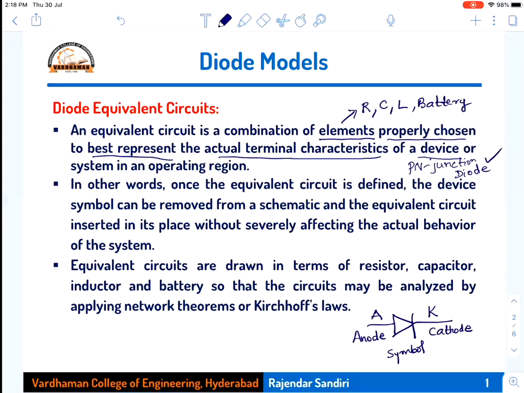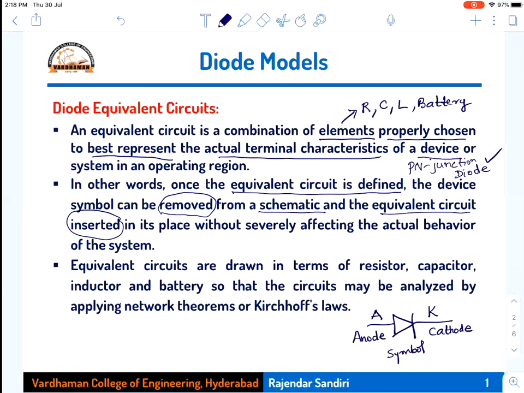Once the equivalent circuit is defined, the device symbol is completely removed from the schematic, and the equivalent circuit is inserted. We have to remove the diode and insert the equivalent circuit without severely affecting the behavior of the system. It is not going to affect the entire system behavior. The diode is just replaced by its equivalent circuit, which is nothing but almost the behavior of the diode that we are representing.